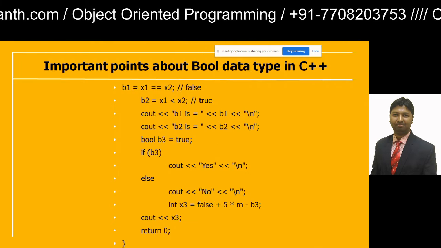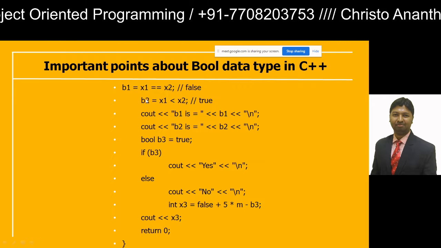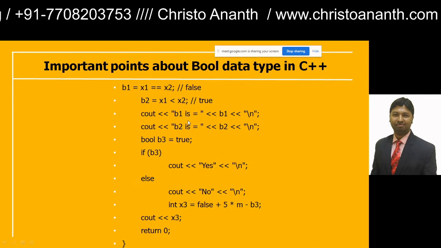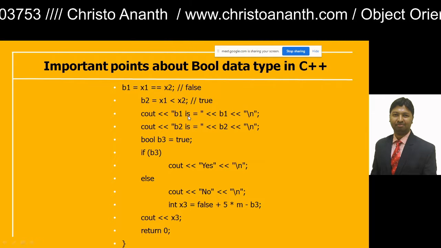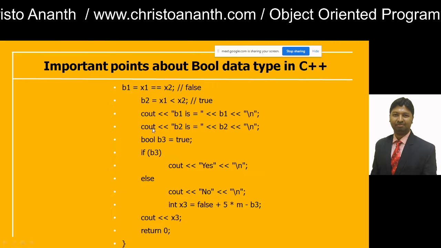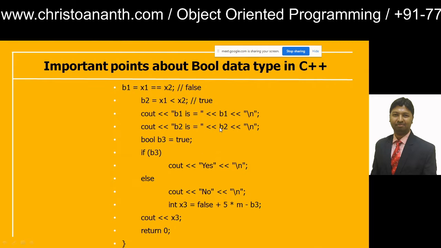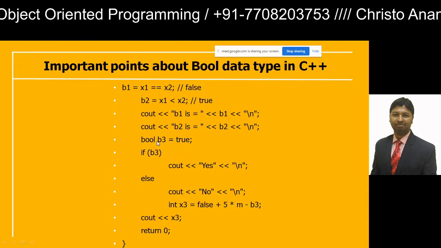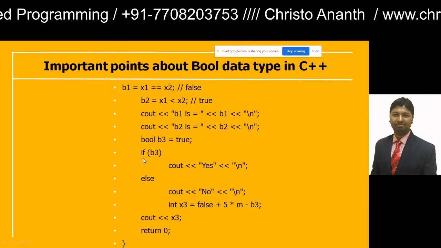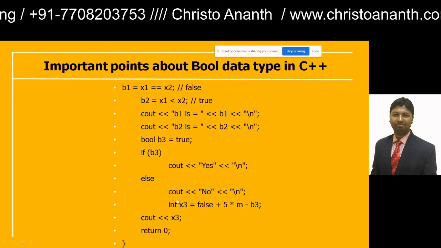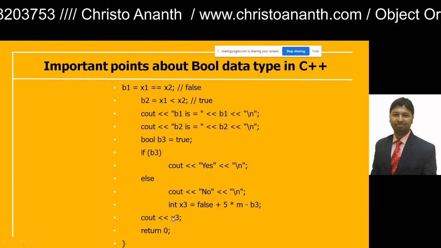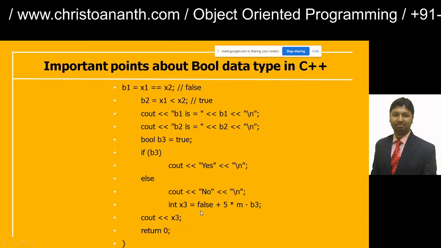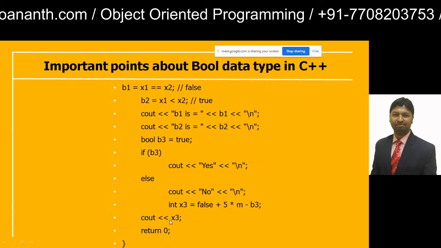So b1 equal to x1 compared with x2 is said to be false, and b2 equal to x1 less than x2 is said to be true. So cout b1 is, you are going to print b1. Cout b2 is, you are going to print b2. Finally, you are going to check with Boolean b3 equal to true. If b3, then cout yes, else cout no. And then int x3 equal to false plus 5 multiplied by m minus b3. So cout x3 and return 0.